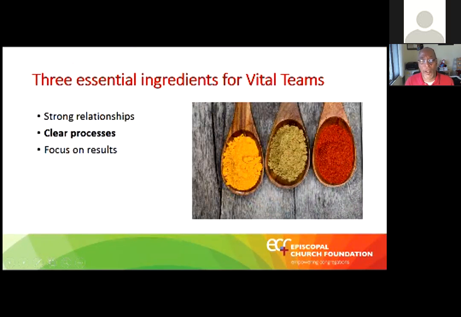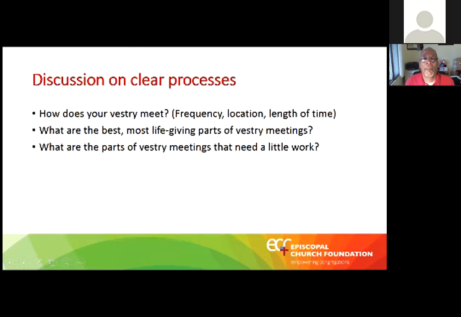Let me just talk a little bit about clear processes. In each one of our segments in the curriculum, we begin with a set of questions to have the team begin to think about these areas. So when we talk about clear processes, we talk about the meeting schedule. Length of meetings is always an important conversation, and really helping folks understand that any meeting we would recommend that goes longer than 90 minutes is probably too long of a meeting. So how do we get our vestry meetings to about 90 minutes on a consistent basis? How do we structure ourselves? How do we organize ourselves so that we can use our time effectively and efficiently?